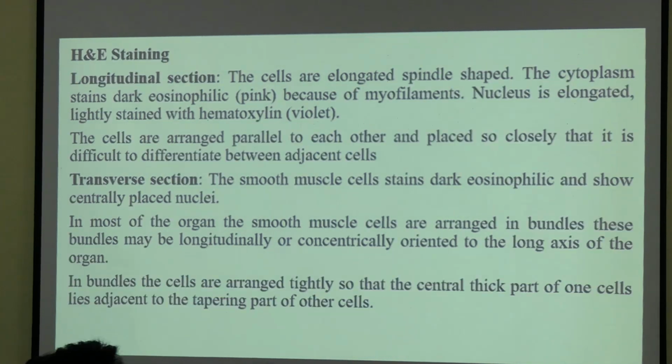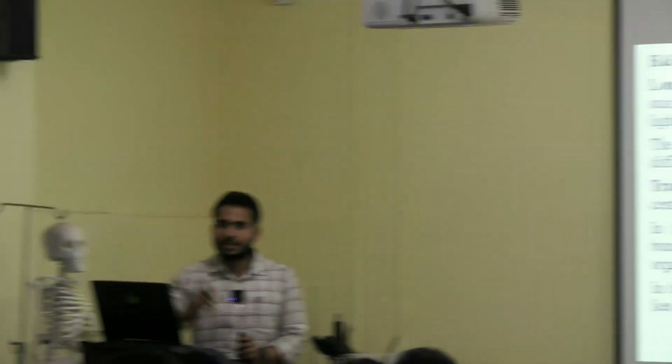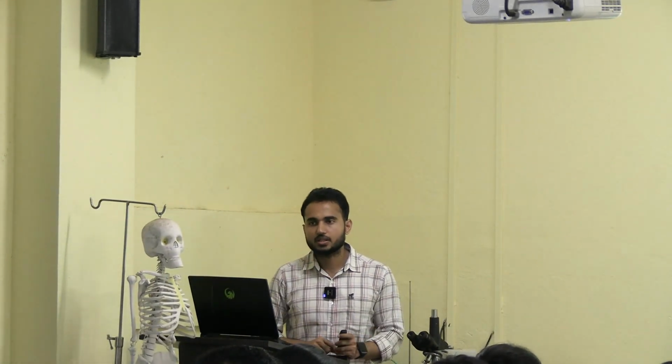Two sections are there. Whenever you see the slide under the microscope, two sections are visible. What are they? LS and TS. The spindle shaped structure can be seen under LS only. In TS you will see circles. Circular will be seen. But under LS the spindle shaped fibers can be seen.